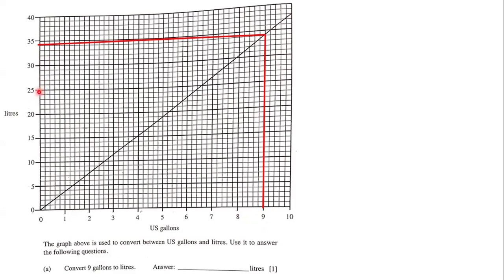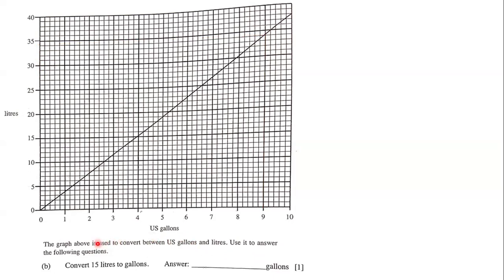So notice that this is 25, this is 26, this is 27, this is 28, this is 29, this is 30, this is 31, this is 32, this is 33, and this is 34. But the line is slightly above 34, and so we will put 34.2 liters. And that's our answer to this question.